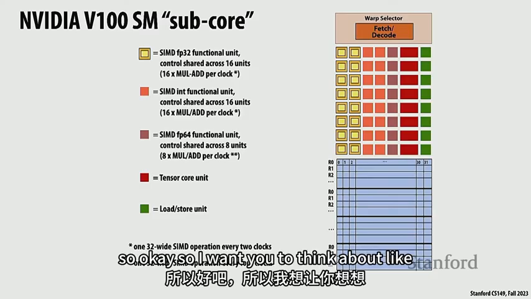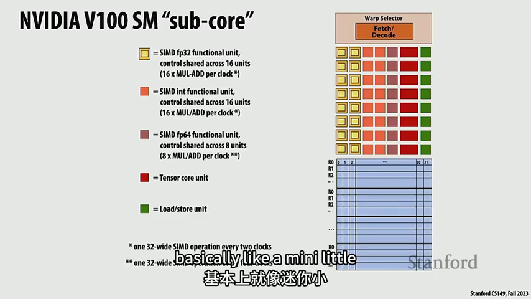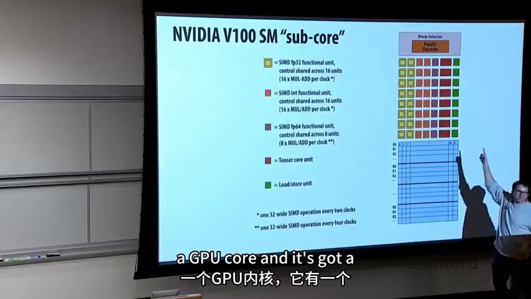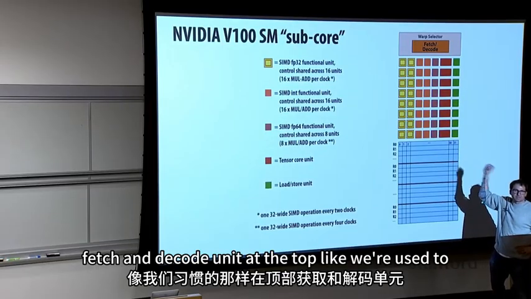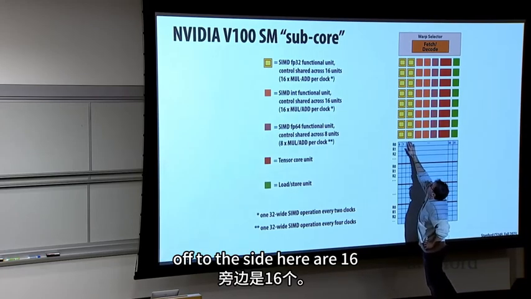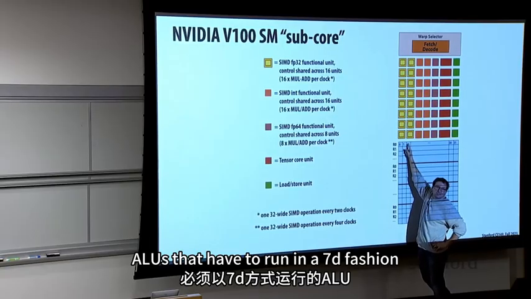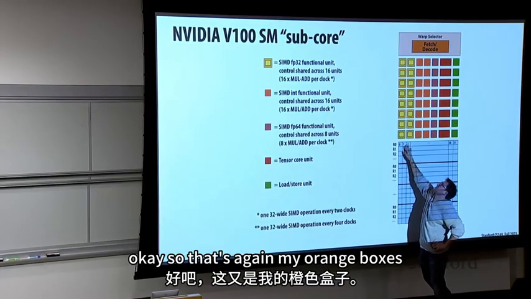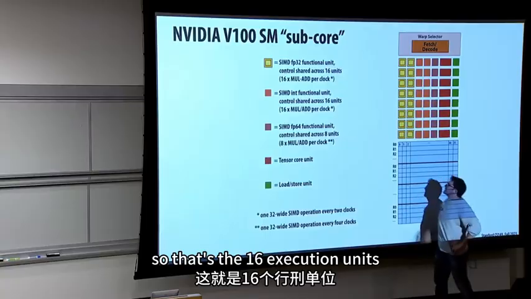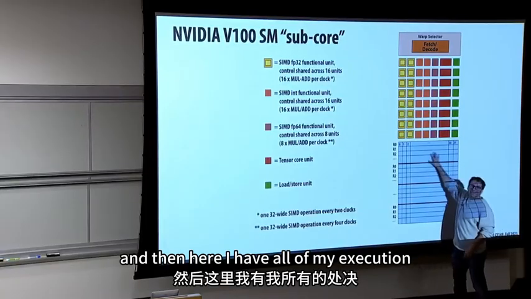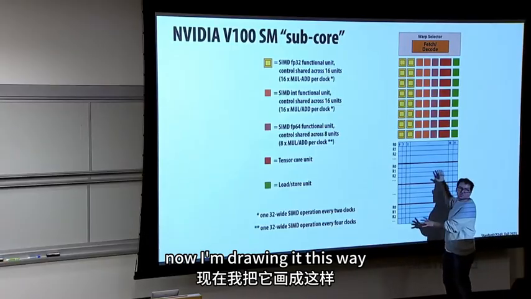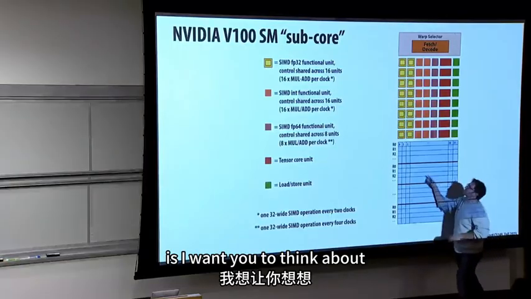So I want you to think about basically a mini little GPU processor, a GPU core. And it's got a fetch and decode unit at the top, like we're used to. And ignore all the rainbow colors here. Off to the side here are 16 ALUs that have to run in a SIMD fashion. Okay, so that's my orange boxes. So that's the 16 execution units. And then here I have all of my execution context storage. Now, I'm drawing it this way a little bit different for a reason. I want you to think about it.